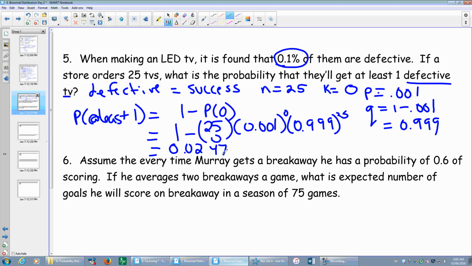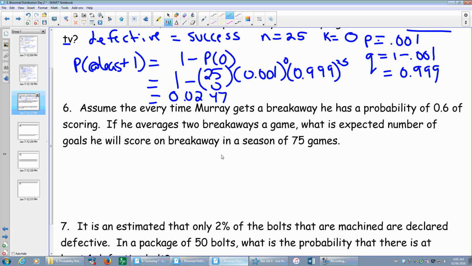Does anyone have any questions about that example? Okay, the next one we will do, it should say assume that every time Murray gets a breakaway, he has a probability of 0.6 of scoring. If he averages 2 breakaways a game, what is the expected number of goals he will score on a breakaway in a season of 75 games?